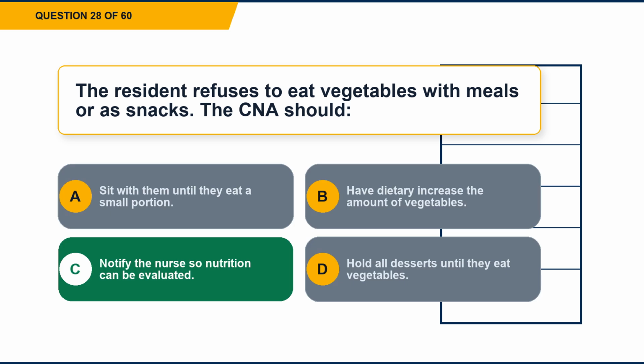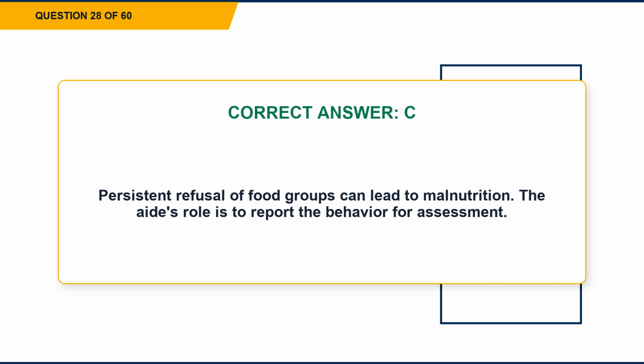The correct answer is option C. Notify the nurse so nutrition can be evaluated. Explanation. Persistent refusal of food groups can lead to malnutrition. The aide's role is to report the behavior for assessment.